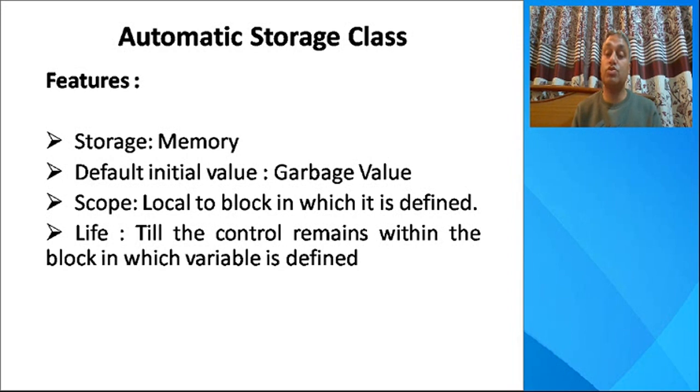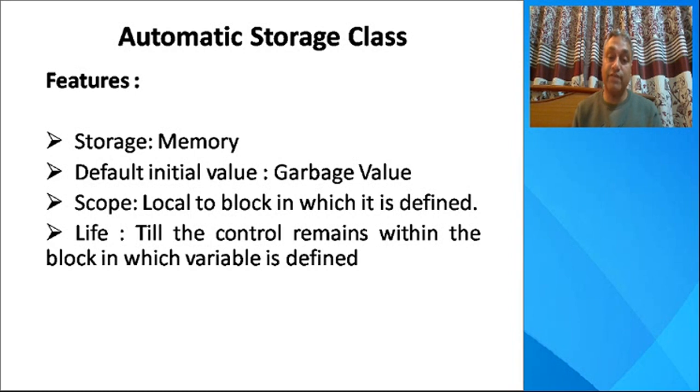Third one is scope of the automatic variable. The scope of the variable is local to the block in which it is defined. What do you mean by a block? A block means a portion of the program comprised between two curly braces, the open curly bracket and the closed curly bracket. Within those braces, the entire portion is called a block or a function. So the scope of the automatic storage class variable is local to the block in which it is defined.